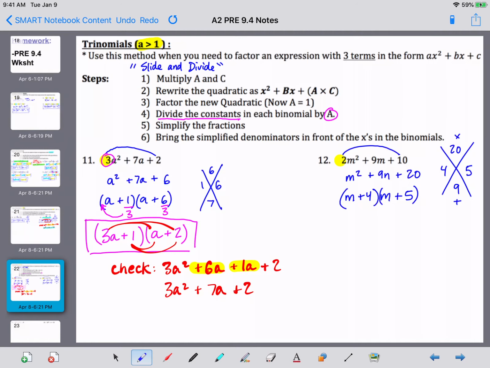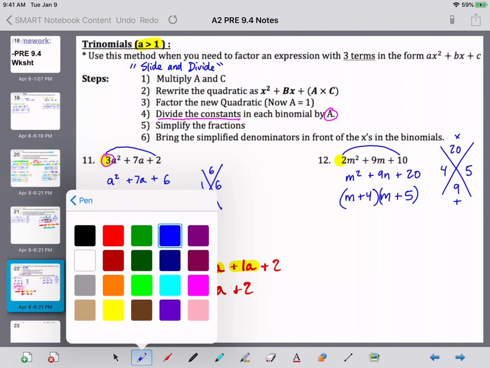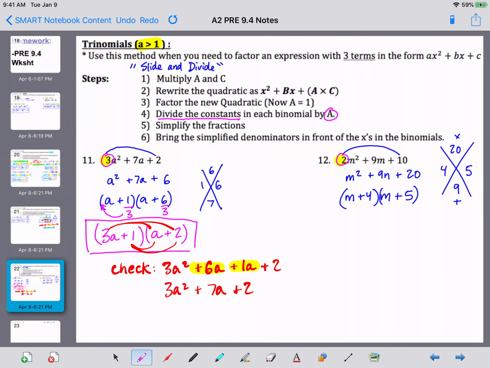We got to bring that 2 back in. So to do that, divide your 4 by 2, divide your 5 by 2. 4 can be divided by 2, so this gives us m plus 2. 5 cannot be divided by 2, so we bring that to the front, giving us 2m plus 5. All right, so I encourage you to pause the video and check that that works, but we're just going to keep plugging along here.